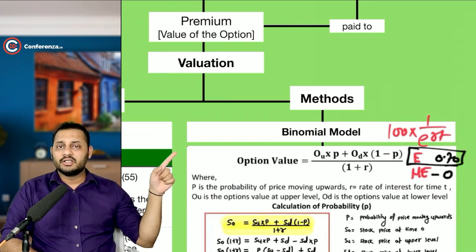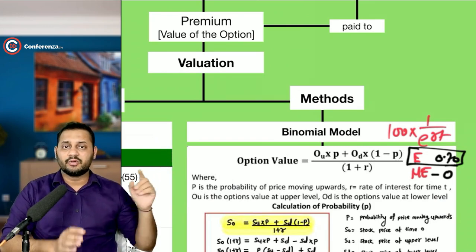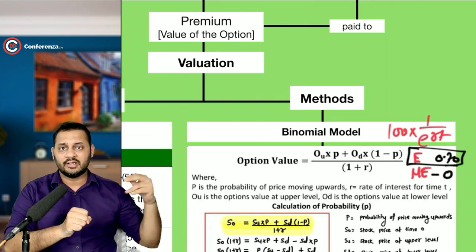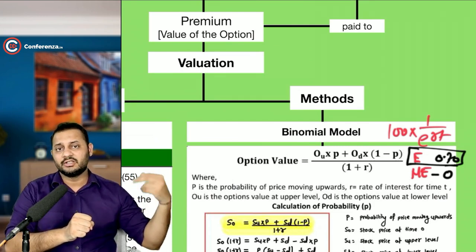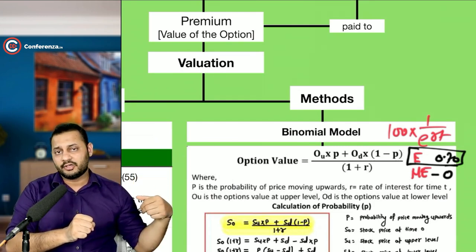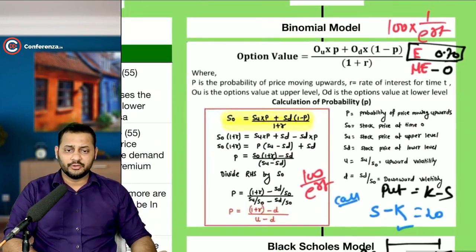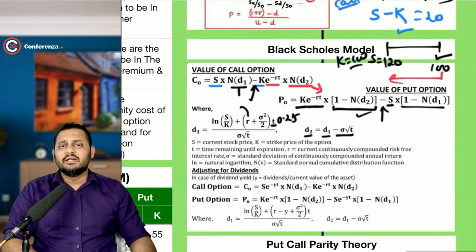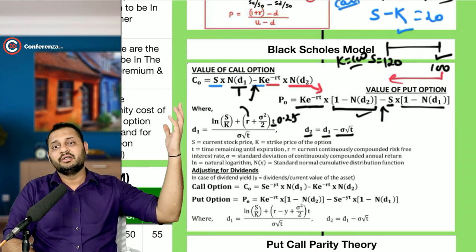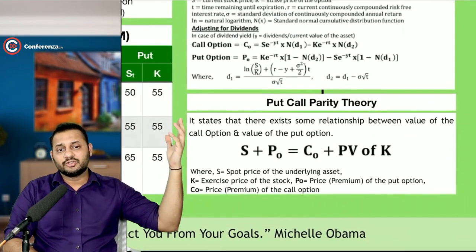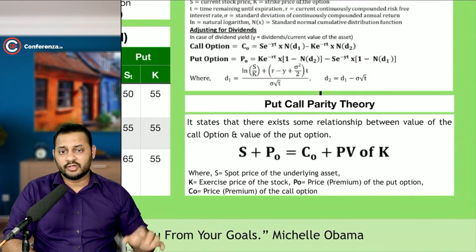The binomial model is one of the models where we discussed whether the price will go up or down, and at every node we decide whether we are going to exercise the option or not, and accordingly we calculate the option's value. Then we discussed the technical model of options valuation, which is the Black and Scholes model, under which we learned this formula.